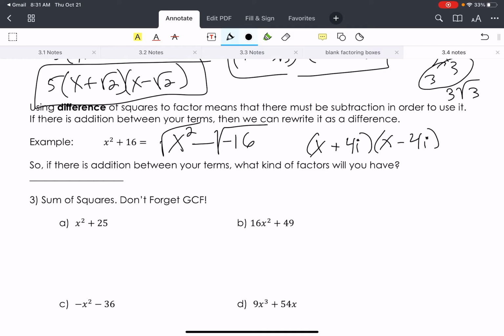So if there's addition between your terms, what kind of factors will you have? Imaginary factors. Man, I hate it when I have to use stuff from old units. Thought I could forget all that. Psych.